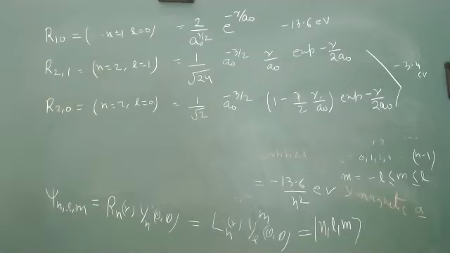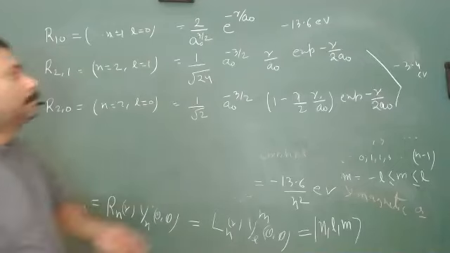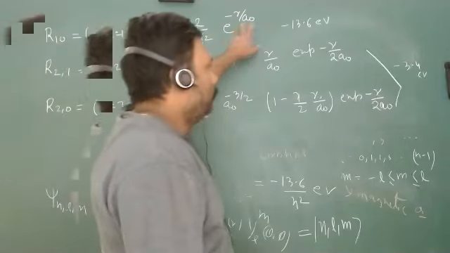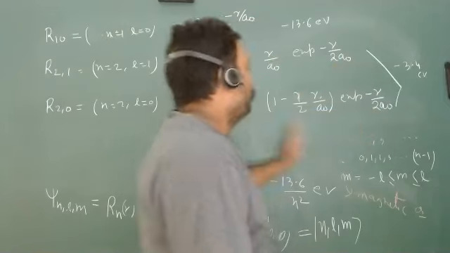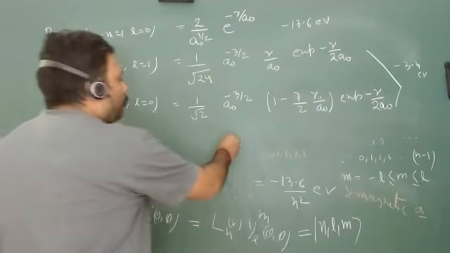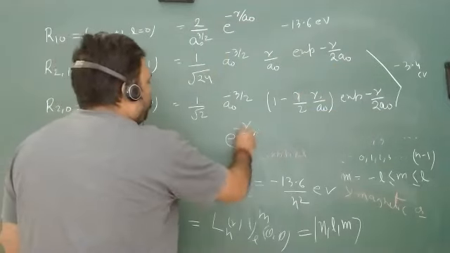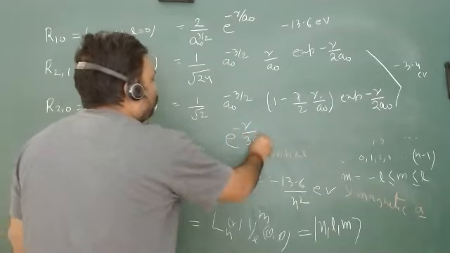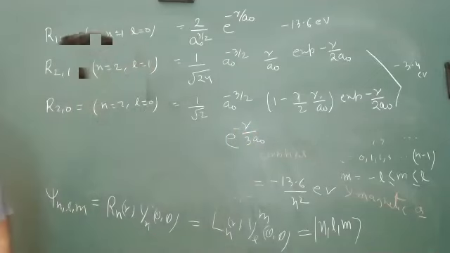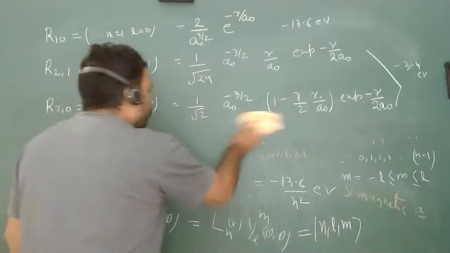Now you can see R10. In R10 it will be e to the power minus r by 2 units, right? No, a naught. Yes, good question. Here it is a naught, here it is 2 a naught. If we go to n equal to 3, what will happen? e to the power minus r by 3 a naught. Okay? Are you getting this? Try to see the symmetry.